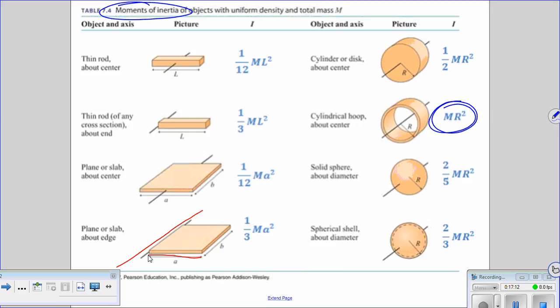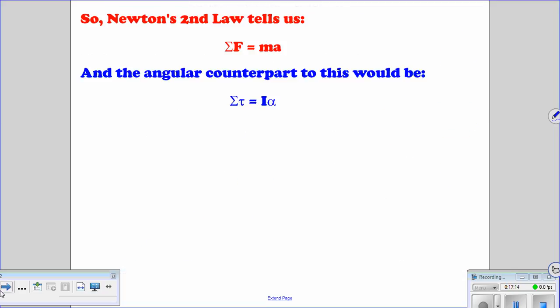All right. So, what this gives us then is the rotational counterpart for Newton's second law. Newton's second law tells us net force is mass times acceleration, in other words, inertia times acceleration. So now our new equation is net torque is rotational inertia times rotational acceleration, or angular acceleration, right?